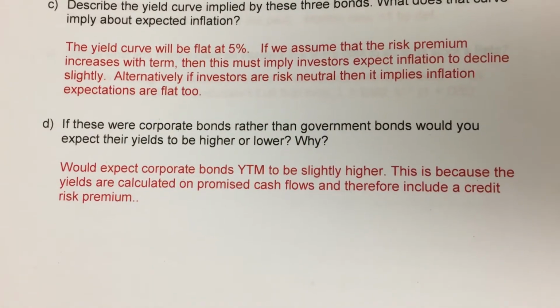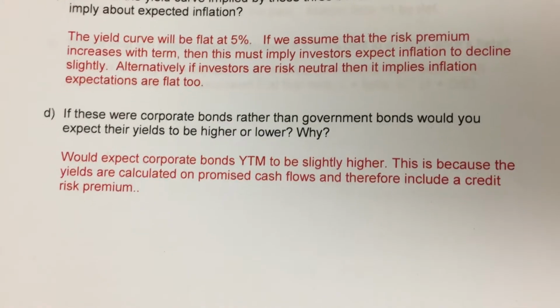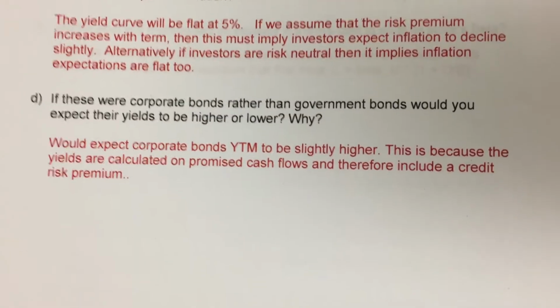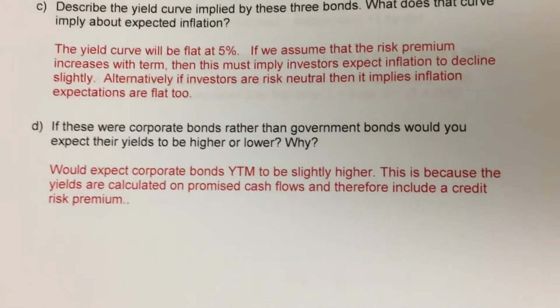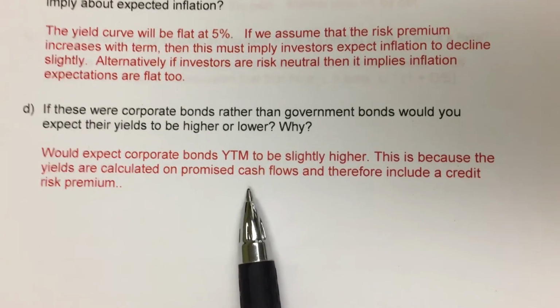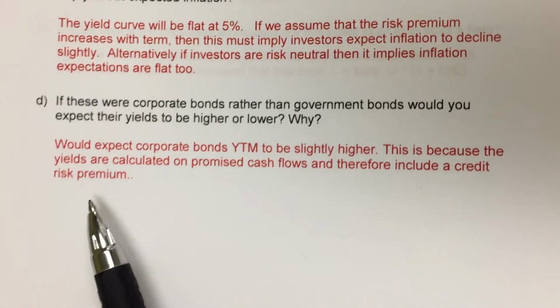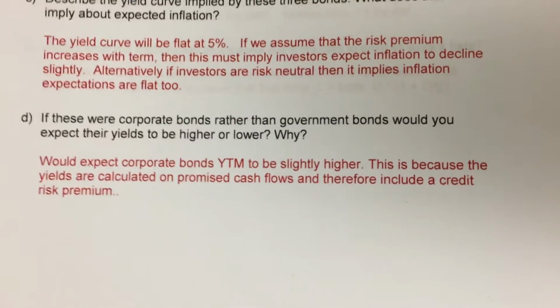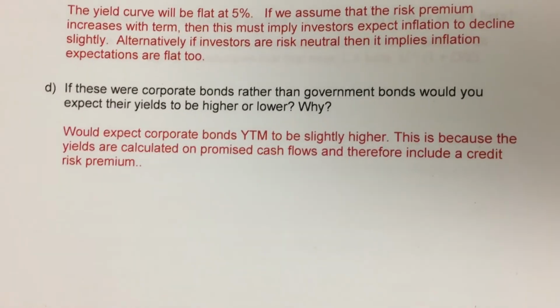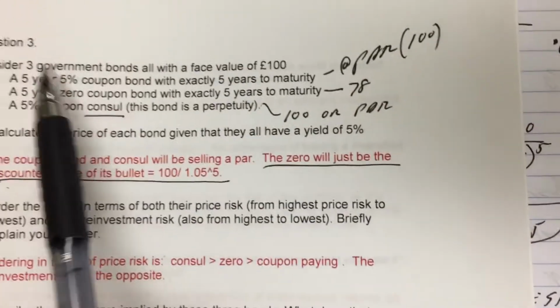And last but not least, if they were corporate bonds rather than government bonds, would you expect the yields to be higher or lower? We would expect the corporate bonds to give a slightly higher yield, more risk over time, because the yields are calculated on promised cash flows and therefore include a credit risk premium. There's going to be some risk with the corporate bonds, and therefore we would expect that to be counted into the yield, whereas here the yield of 5% equals the coupon of government bonds because no risk.